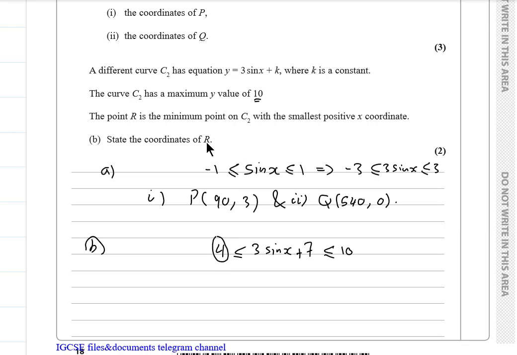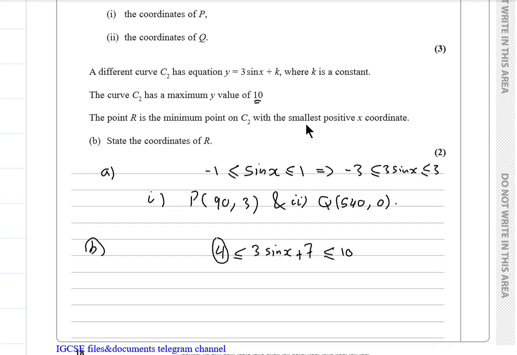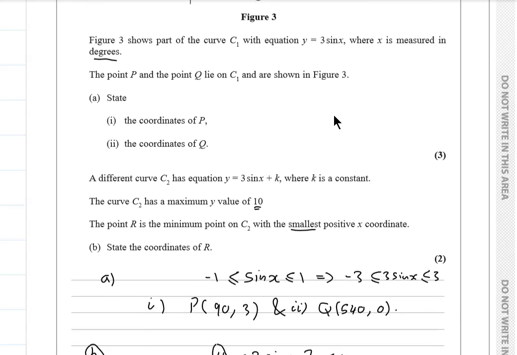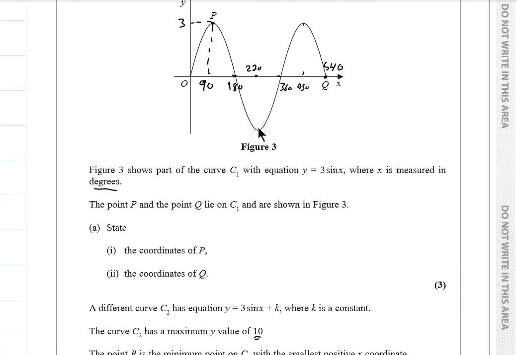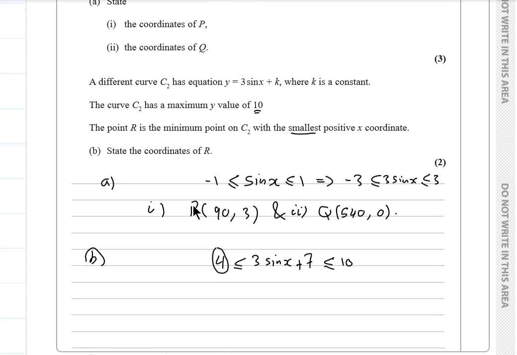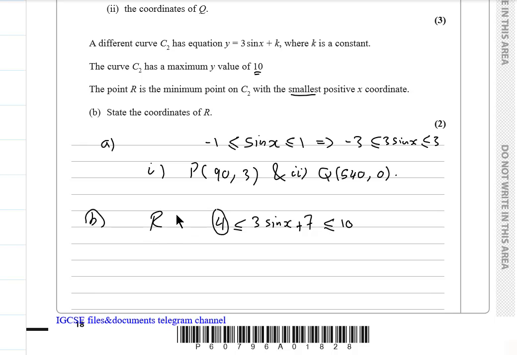What about the x coordinate? The question said smallest positive x coordinate. Okay, the minimum here at 270, of course. The first minimum point at 270. So simply we can say that R has x coordinate 270 and y coordinate 4. Okay.